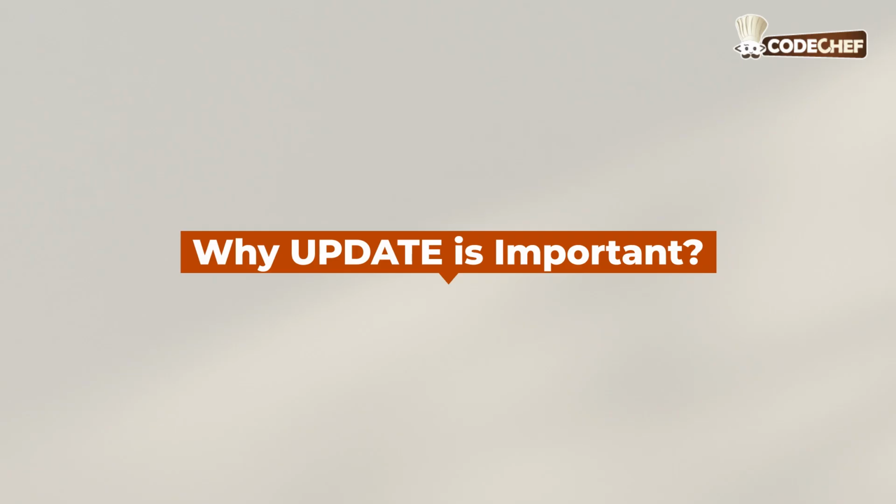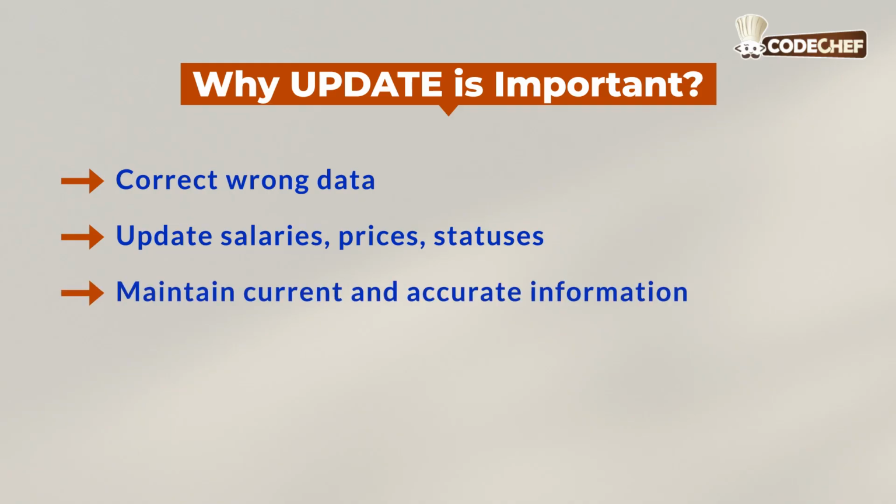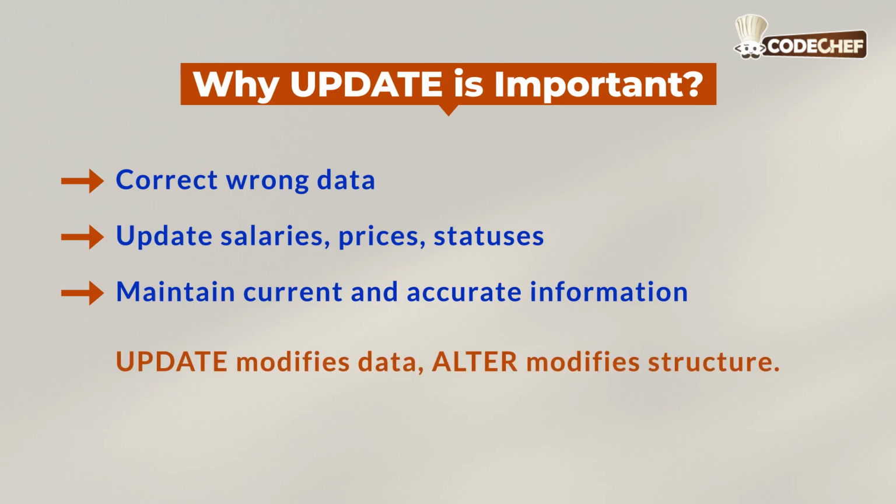Why is update important? It is used to correct wrong data, to update salaries, prices, statuses, and so on, to maintain current and accurate information. Update modifies data while alter modifies the structure of the table. So this is something that we have talked about.